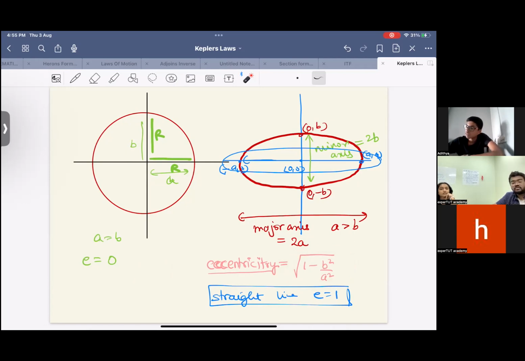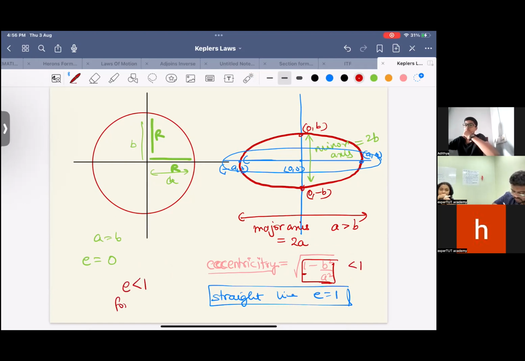E is always less than 1. Can you guess from this? Root of 1 minus something. So if you have root of 1 minus something, this whole thing will be less than 1, right? That whole box is less than 1, and you take a square root, so the square root is also less than 1. So E is always less than 1 for an ellipse. For an ellipse, write this down, E is less than 1. Write it quickly.